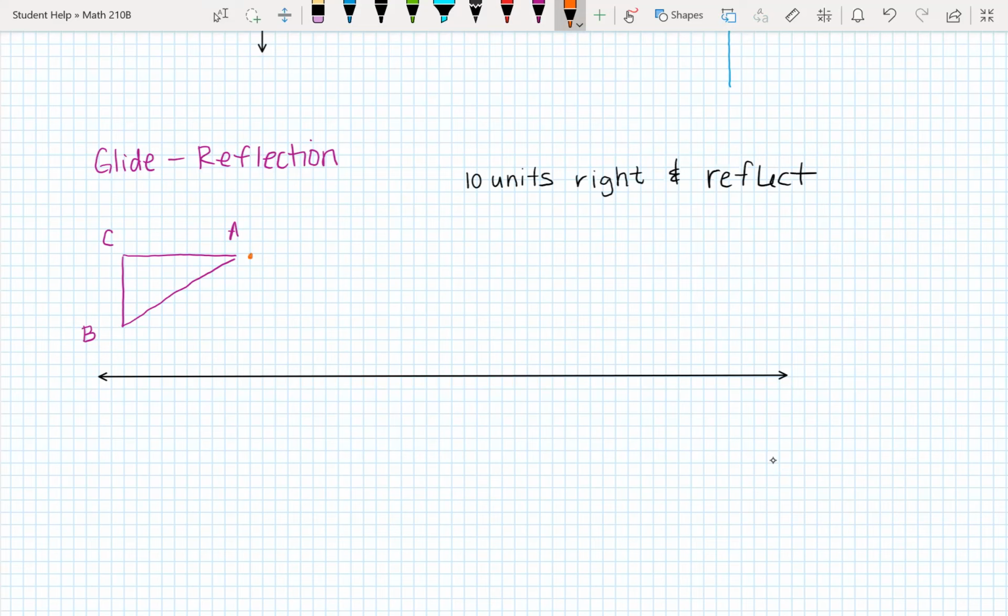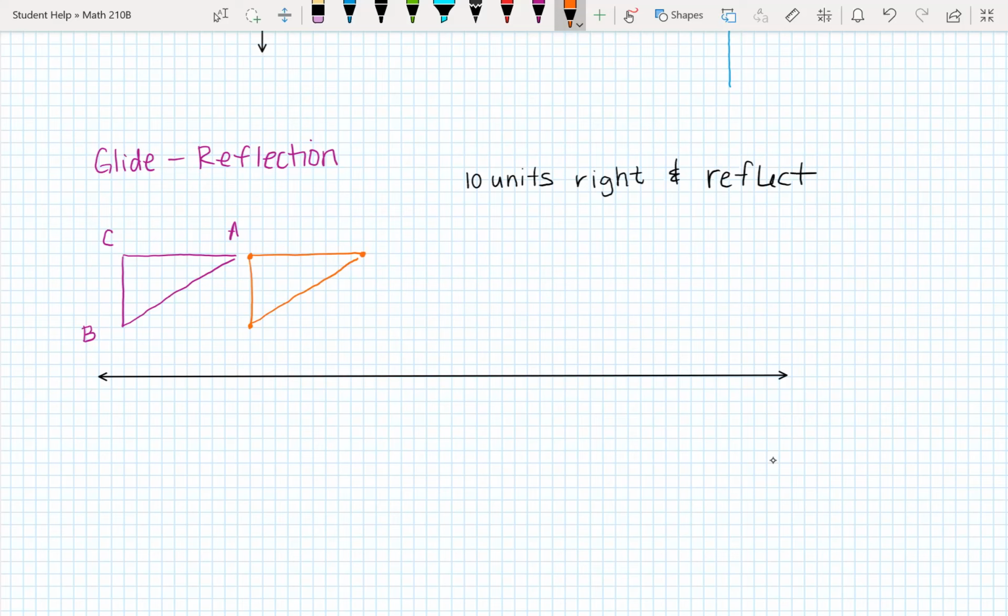So point C is going to be here. Point A will be here. And then I guess point B will be here. So here's our new triangle that's been slid over to the right.